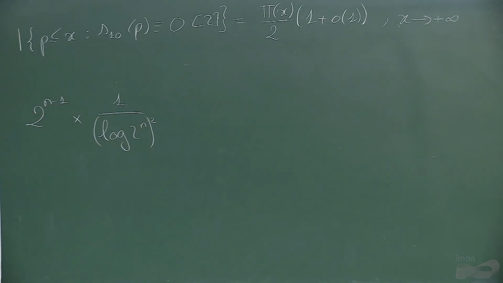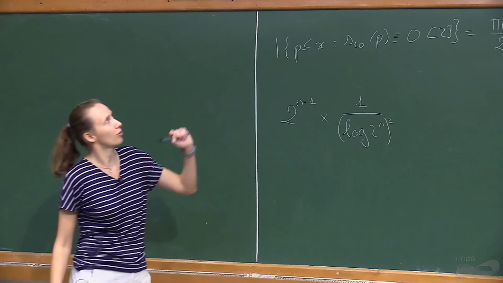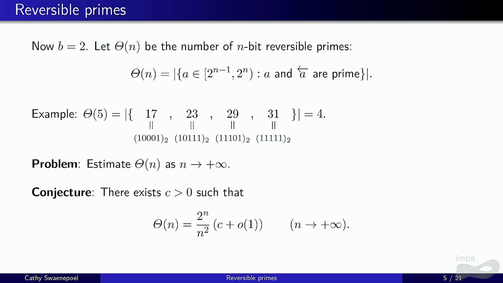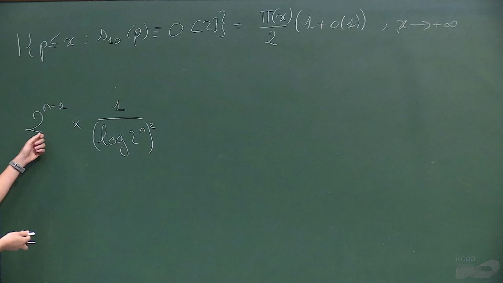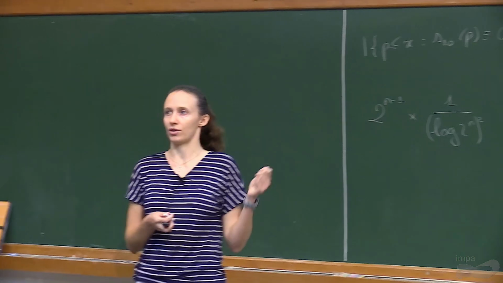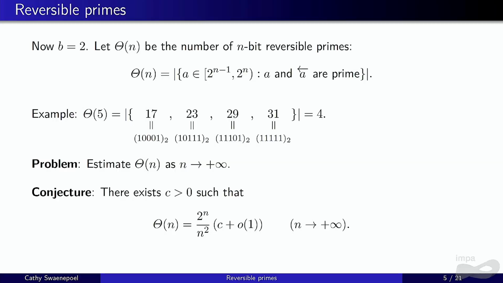Okay, so at first sight, we expect this. Actually, we will see that the two events, a is prime and the reverse of a is prime, are not really independent. So we don't expect exactly this, but almost. For the moment, I state the conjecture in this way. We expect that theta of n is equivalent to 2 to the n divided by n squared times some positive constant c. And at the end of my talk, I will give a more precise conjecture on this with an explicit value for c.